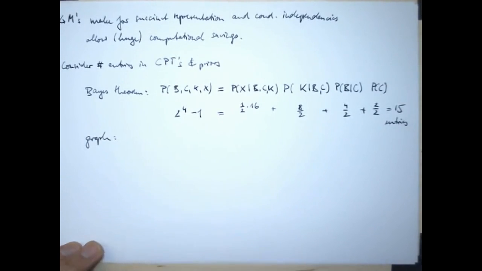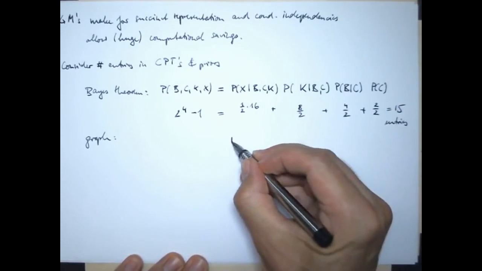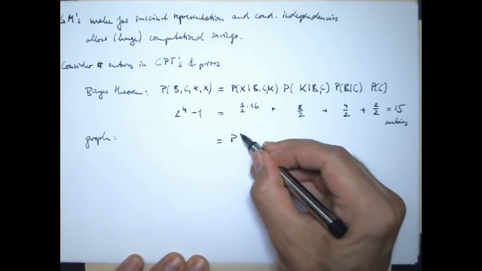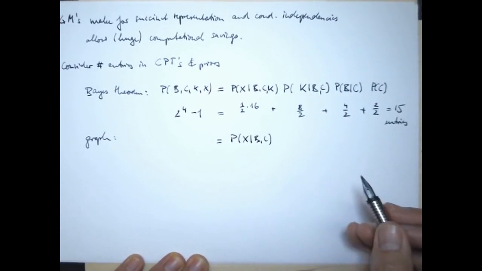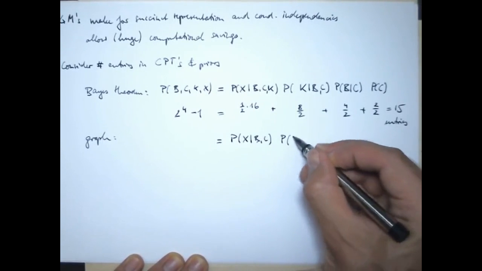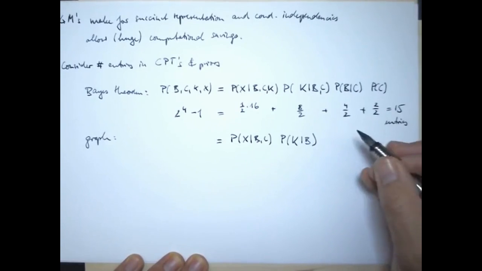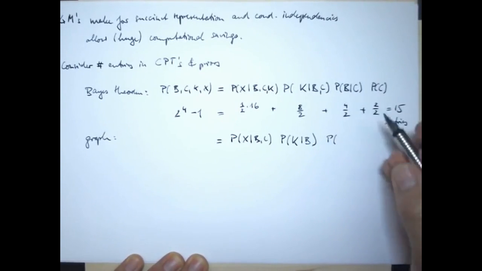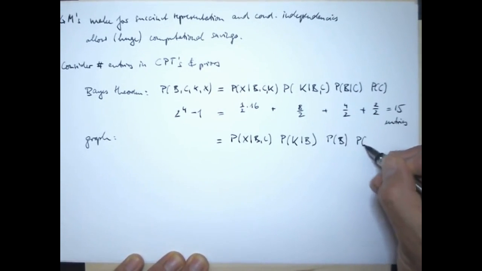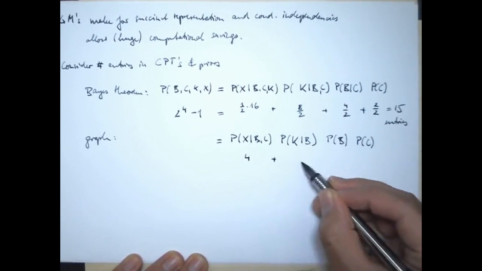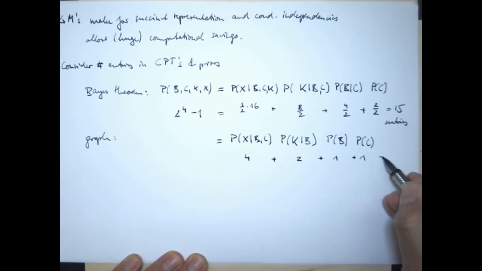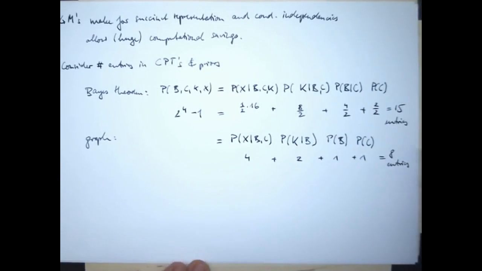Now if we use the graphical model that I've drawn, then this joint probability factorizes as follows. X depends on B and C, but not on K, so I can omit K here. K depends only on B, but not on C. B and C are independent. And this is a total of 4 plus 2 plus 1 plus 1. So we have 8 entries here.